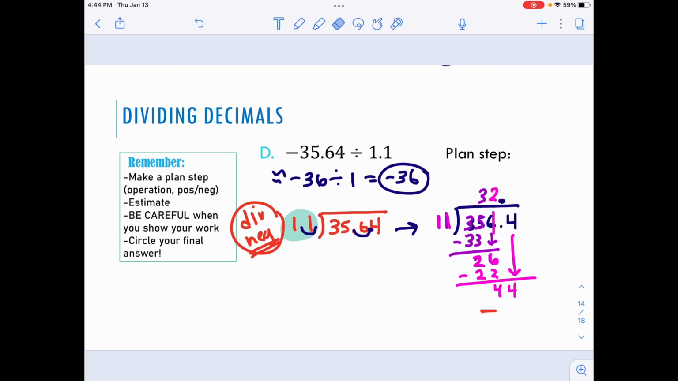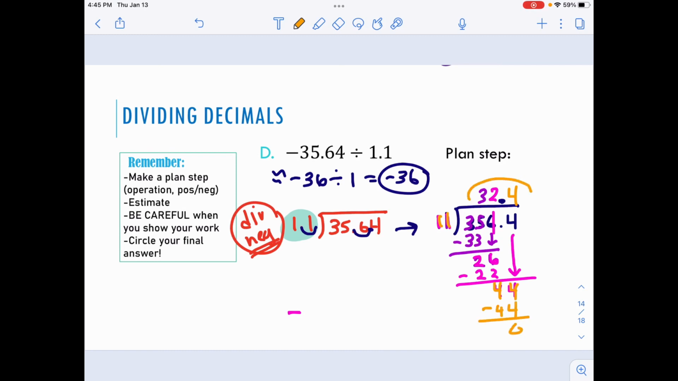This negative is currently in my way, so I'm going to erase it, but I'm going to put my negative somewhere where I want my answer to be. The next thing I'm going to do is ask myself how many times does 11 go into 44, and that's 4 times, tracing that place value back up. So we have minus 44, and we have a remainder of 0.